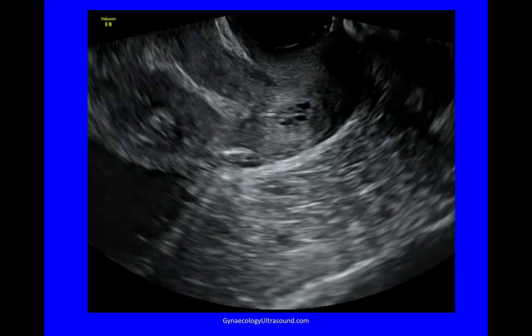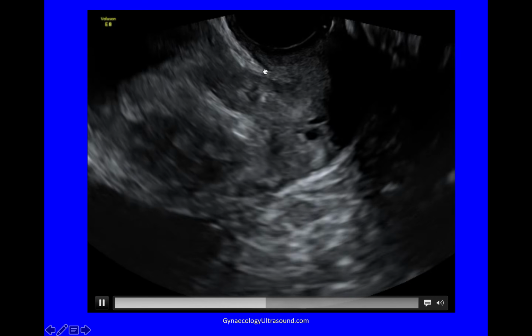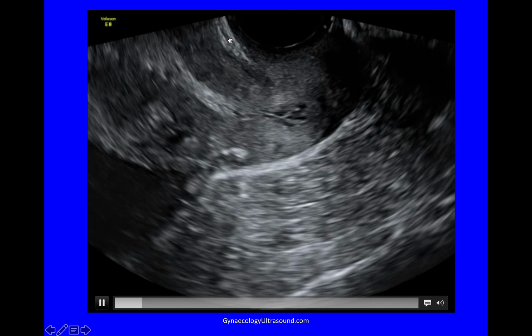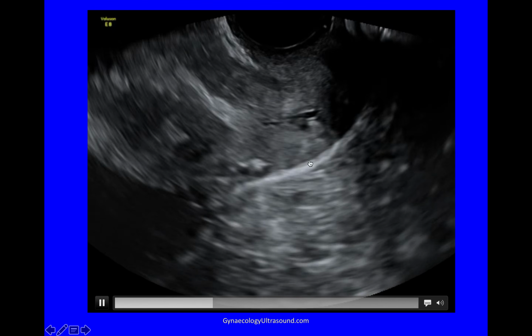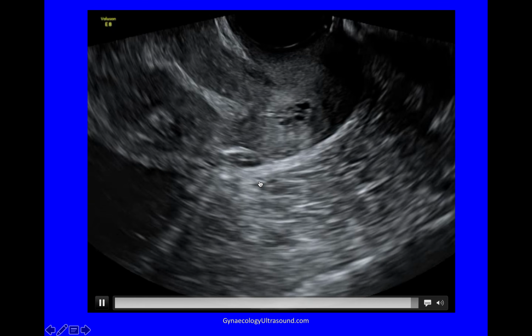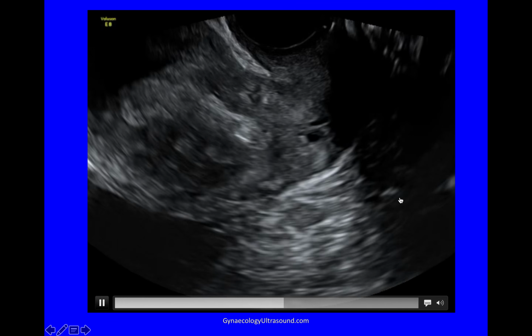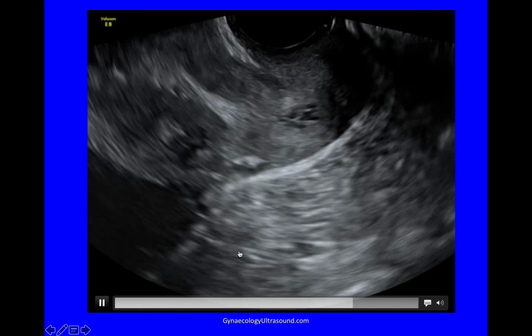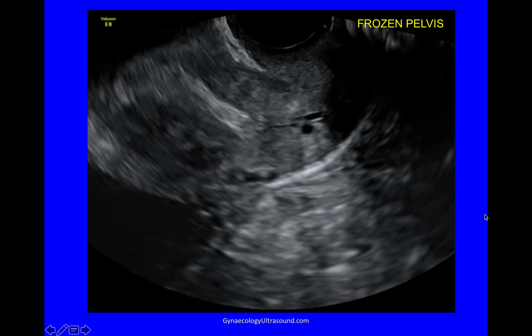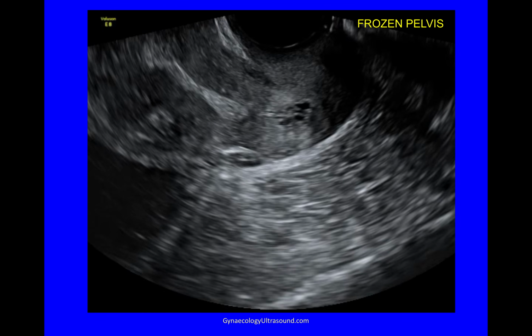Looking at the sliding sign, we're in the longitudinal plane again. This is where the bladder attaches to the uterus. It's that white line there. There's the internal os, there's the torus. You can see white fibrosis here, and you can see bowel glued to the back of the cervix, and you can see it's glued to the back of that endometrioma as well. So this is a frozen pelvis.